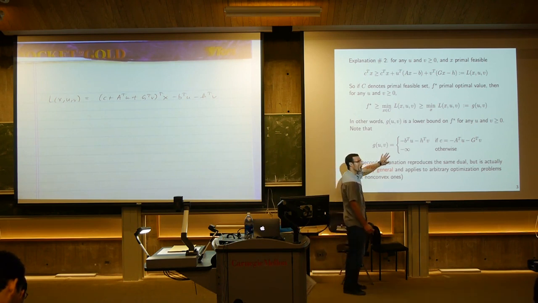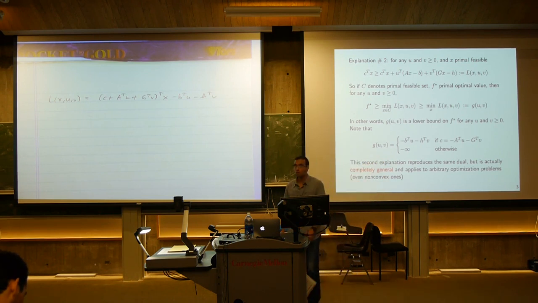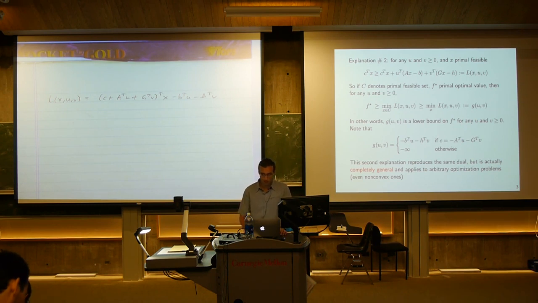Then it's the same idea as earlier. Maximizing this over all u and v gives us the tightest lower bound possible. We call that the dual program. And these two constructions give the same thing in this case. The beauty of the second explanation is that it's much more general, and that's what we'll go with today.